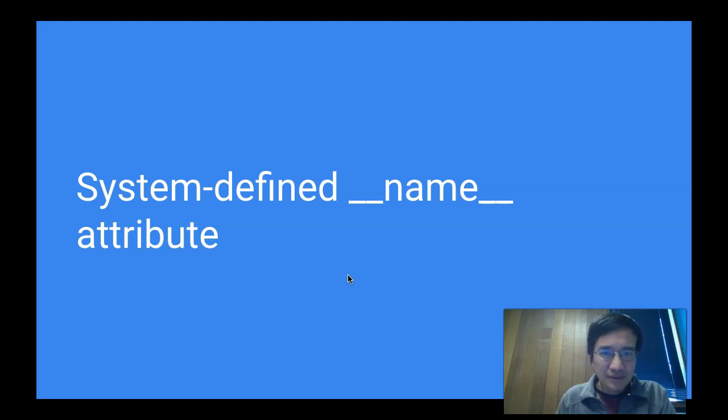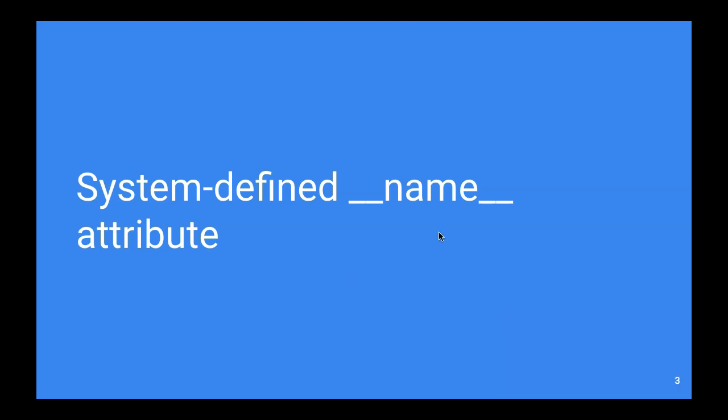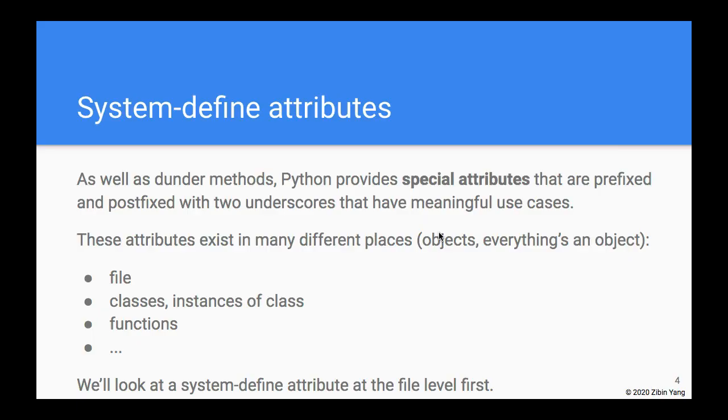Hi, we're going to talk about the system-defined attribute dunder name in this video. So we've been studying dunder methods a lot. Now, in addition to dunder methods, Python also has special attributes that look like dunder methods. They are prefixed and postfixed with two underscores, and oftentimes they have special meanings or very good use cases.